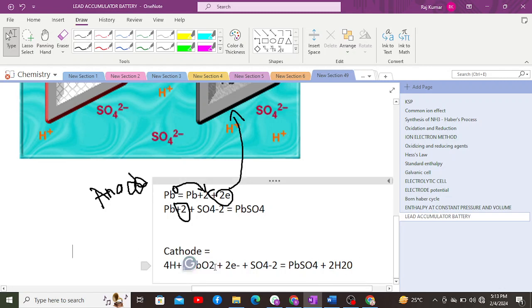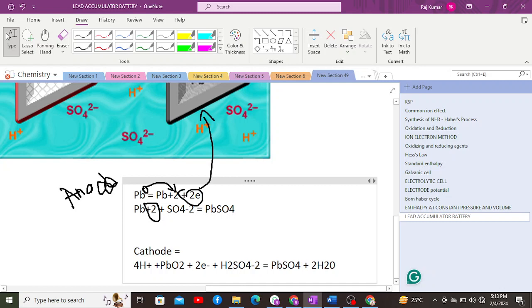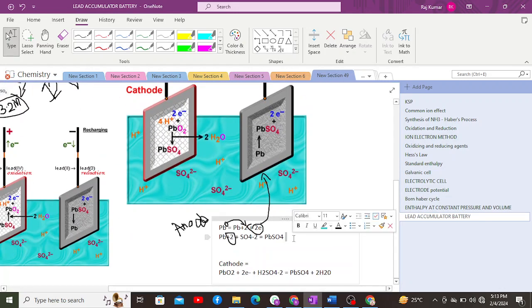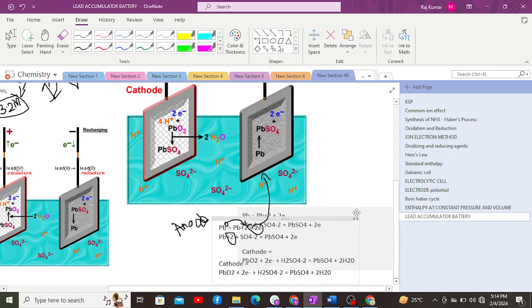By the way, as there are four protons here and sulfate here, instead of writing them separately, they will react with each other and form sulfuric acid. So this would be the equation. Now, when we combine both of them, those two electrons are written because these electrons are being released during the anode reaction.